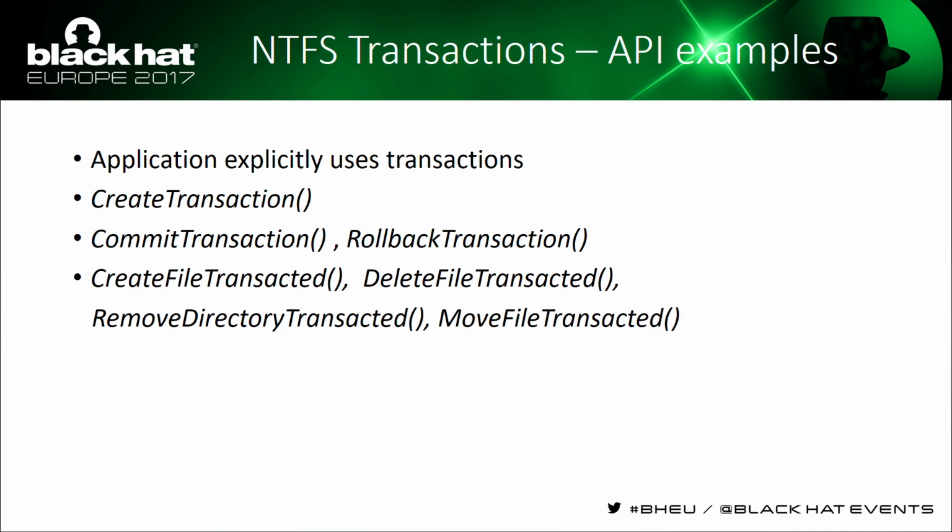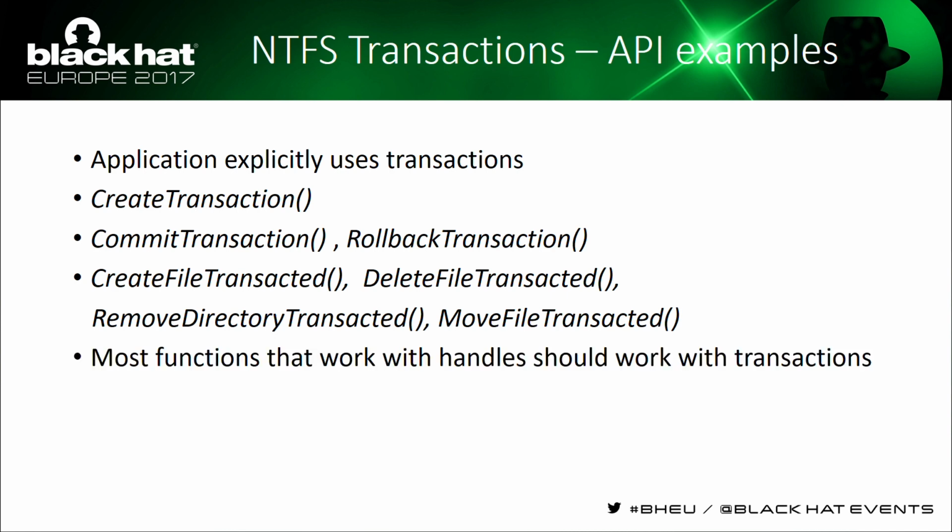For all functions that support a file name, you have to tell Windows that you want to use a transaction. So there's a special version with a Transacted ending, which tells Windows that this function is part of a transaction. You have to supply the transaction handle to those functions. For other functions which work with file handles, you don't have to supply anything special because the file handle is already marked as part of a transaction. So Windows knows that it's inside a transaction.